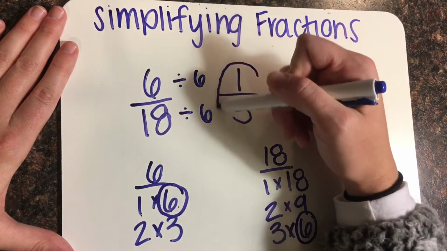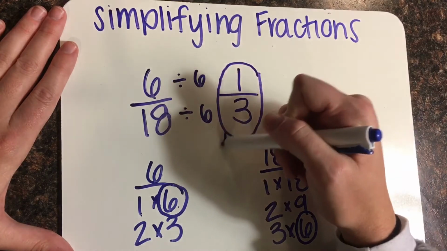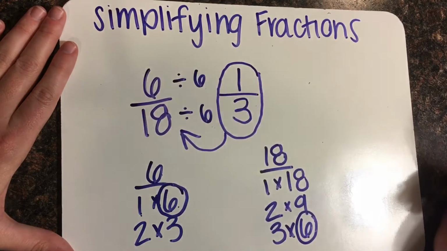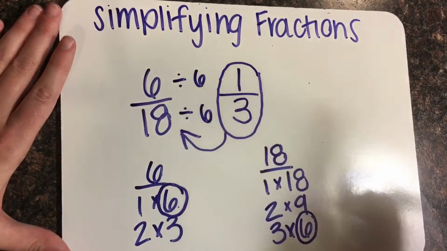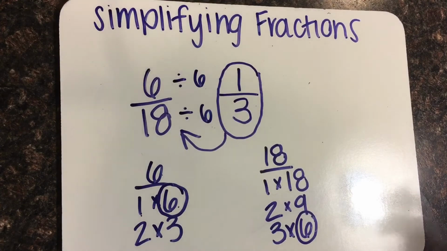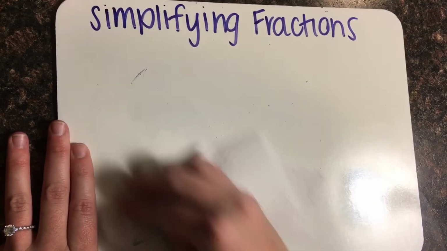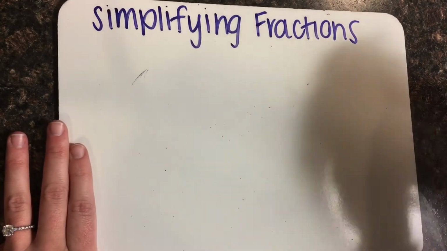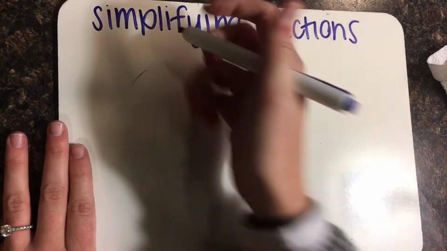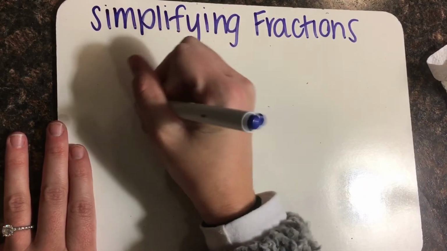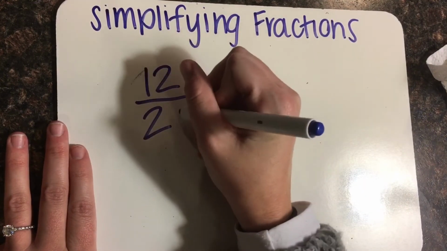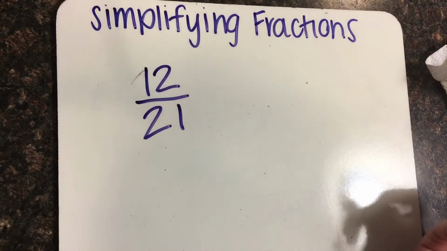1/3 is my simplified version of 6/18. 6/18 and 1/3 are both equivalent. Okay, so let's try another. We're going to go a little bit faster with this second problem. I'm going to do 12 out of 21, or 12 divided by 21.